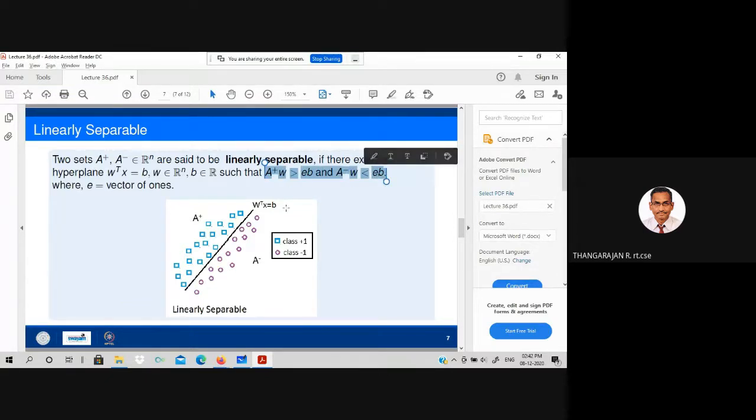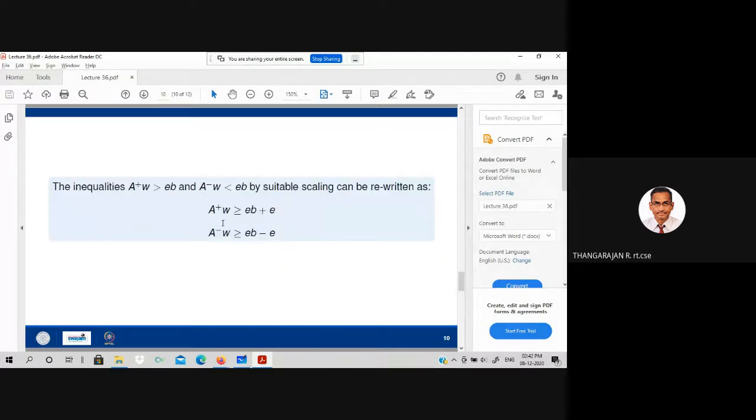And for our mathematical purposes, they have put it in this form. It is the same thing, but they have taken this b plus e and made it greater than or equal to. Because in our optimization problem we always want the constraints to be greater than or equal to, or less than or equal to. So to change that, they have made it like this.